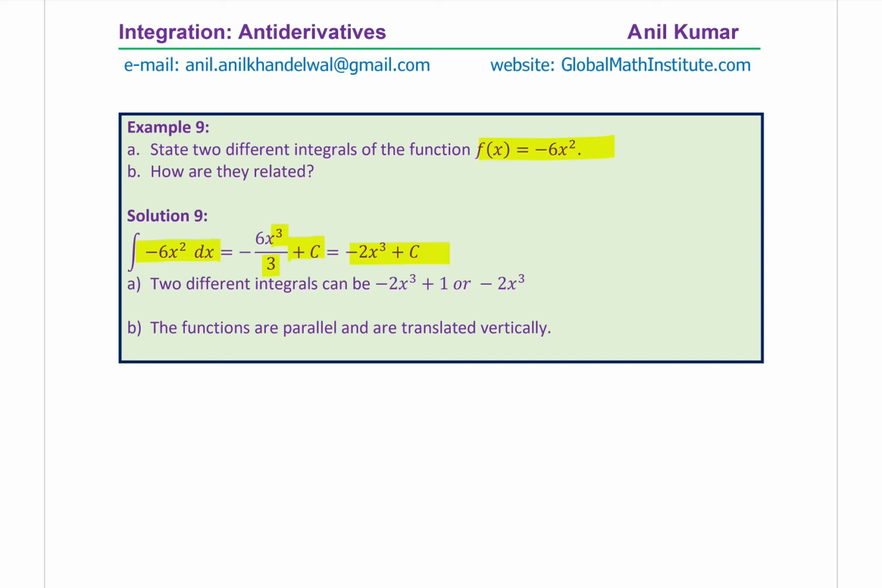Now the question here is, state two different integrals for the function. Well, give different values of c. So for one I kept 1 and for the other I kept 0 as the value of c. So I got two different integrals as shown here. One of them is minus 2x cubed plus 1. The other one is minus 2x cubed. Perfect. Part B: the functions are parallel and are translated vertically. Well, that is for you to understand. How are they related? These functions are parallel, right? And they're translated vertically. That is how they are related.